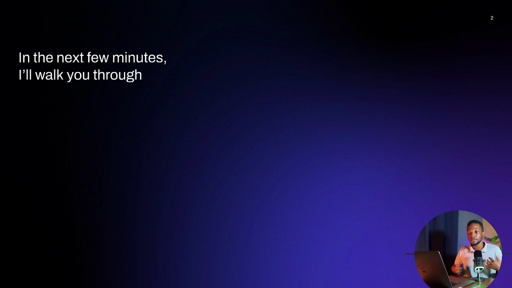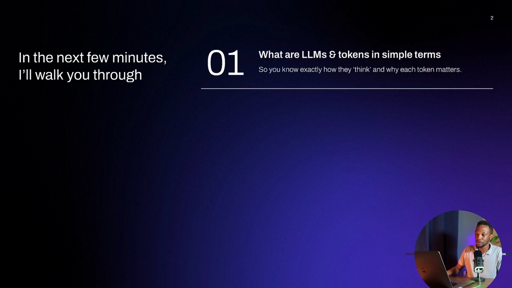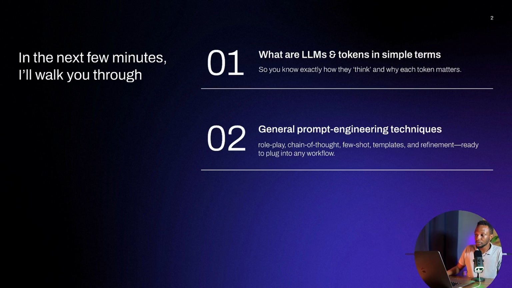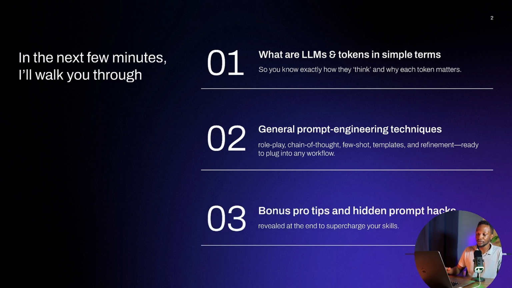So in the next few minutes, I'll be covering what LLMs and tokens are in simple terms, general prompt engineering techniques like role-playing, chain of thought, few-shot, templates, and refinements, and later plugging them into workflows. And on the third one, I'll be showing bonus tricks and hidden prompt hacks that I use every day in my workflows to get the best outcomes, to scale up my work and to save a lot of time in whatever I'm doing, my pro tips and hacks. I'll be sharing those at the end of the video, so stick to the end so that you learn those tricks.